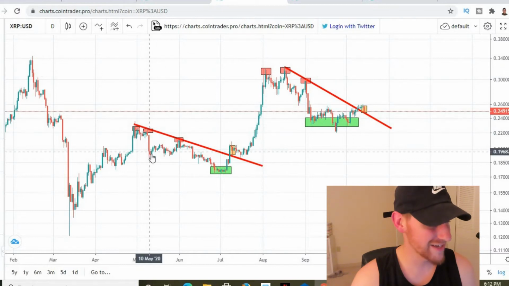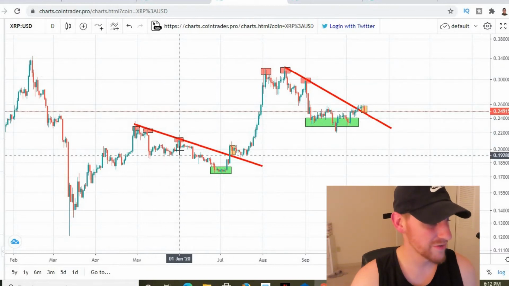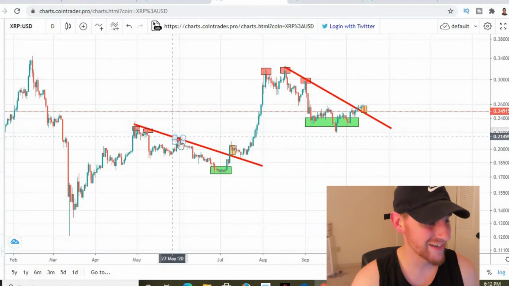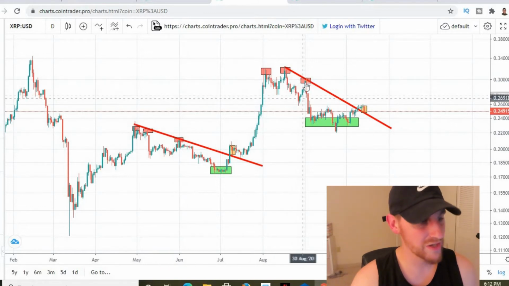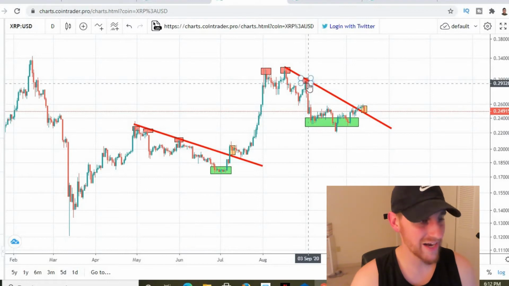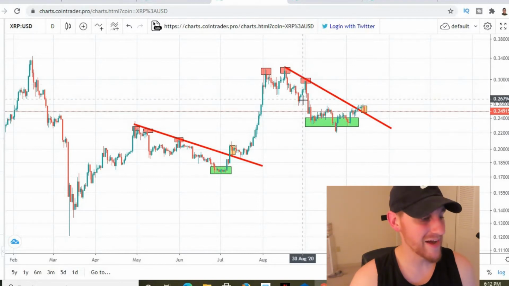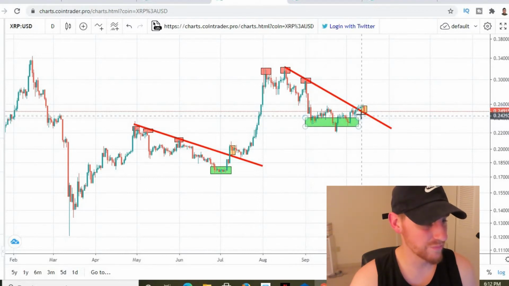And then we fell back down, created a bottom, and then we came back up and retested that red line again as this 3rd red box here. Same thing here. We came back down, retested the red line again here, and then we came back down and kind of made a rounded bottom before breaking the red line here. Same thing here.